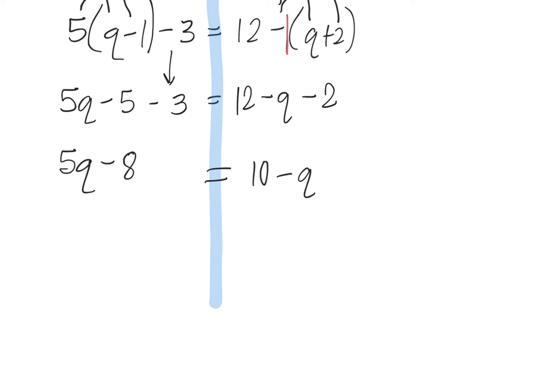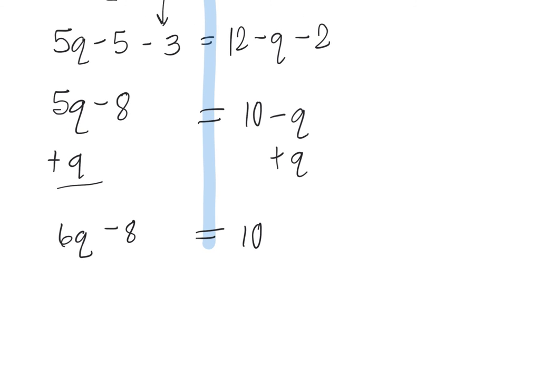I like my variables on the left side, so I'm going to add q to both sides, and I get 6q minus 8 equals 10. I like variable on left, everything else on the right. So right now, I'm wanting to isolate this q, and really I'll have to isolate the 6q first. So what is holding that 6q back? That negative 8 right here. I call this negative 8 baggage. I'm going to add it to both sides, and let's see what happens.